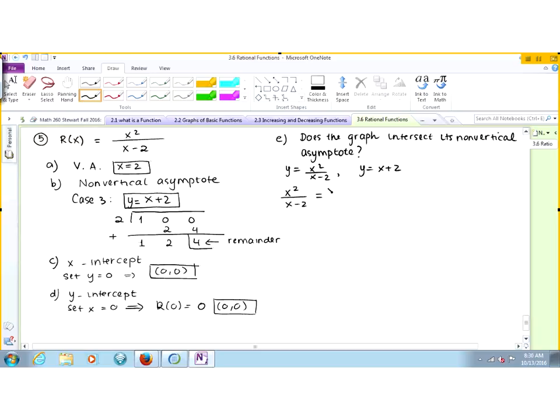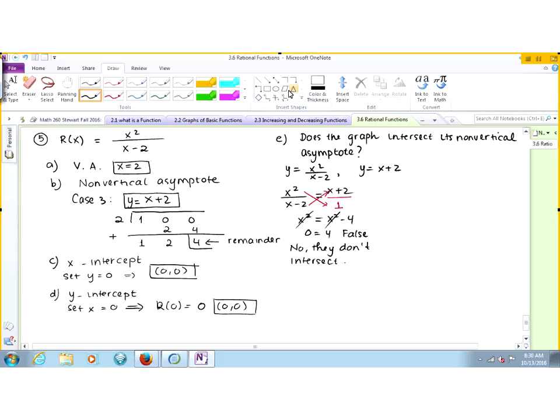So x squared over x minus 2 is equal to x plus 2, right? How do I solve this? This is a proportion, we could cross multiply. All right. So x squared is equal to, what is x minus 2 times x plus 2? Yes. So this cancels. 0 equals 4. True or false? False. Yes. What's your solution? No, they don't intersect.